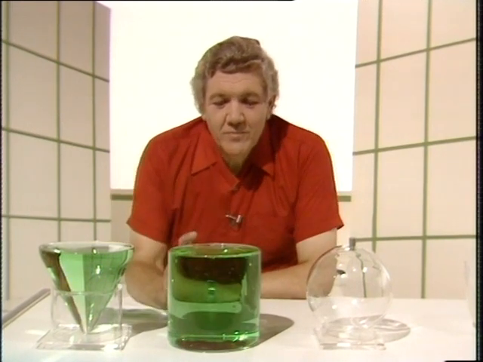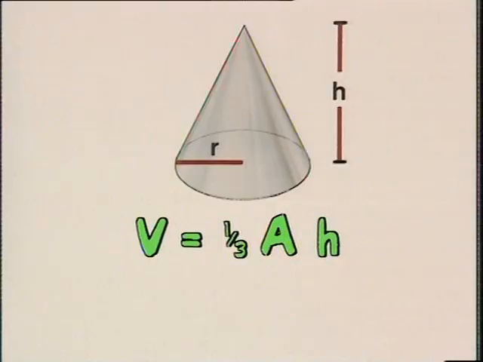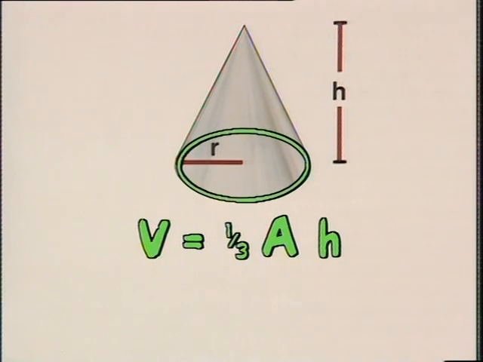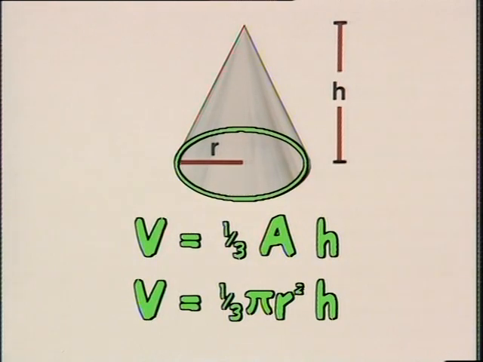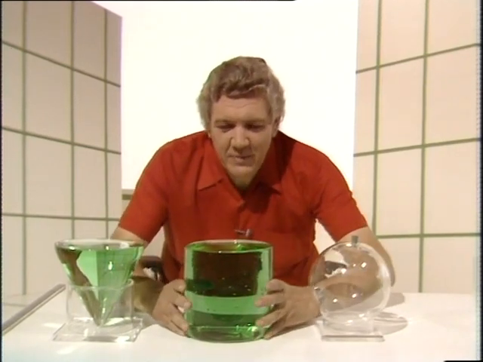Now, we know the volume of a cylinder is given by the formula V equals A times H. So the volume of the cone must be V equals 1/3 A times H. And as well, we know the area of the base. It's a circle again. So we have V equals 1/3 pi r squared h, and that formula will do for any cone. Now, for my next trick, I have something special to show you.